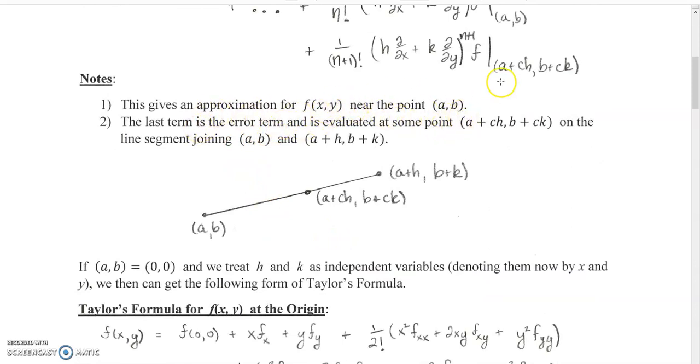The last term is actually the error term and is evaluated at some other point, a plus ch and b plus ck. So that's on the line segment that joins (a, b) and (a plus h, b plus k). So remember, this is just a short line segment because we're not going far away from (a, b). And then even shorter, go somewhere in before you get there. That will be the error term. And so then really you just try to find where's the point on here that maximizes this error term.